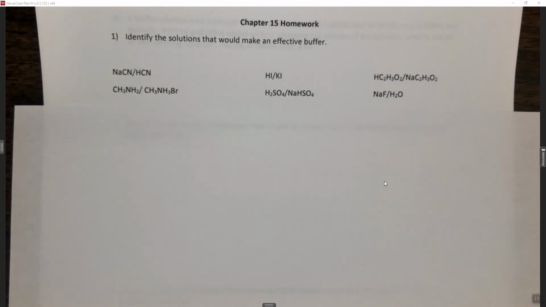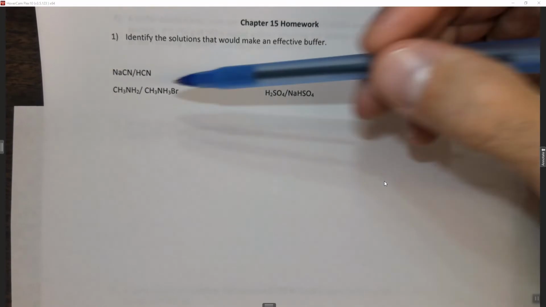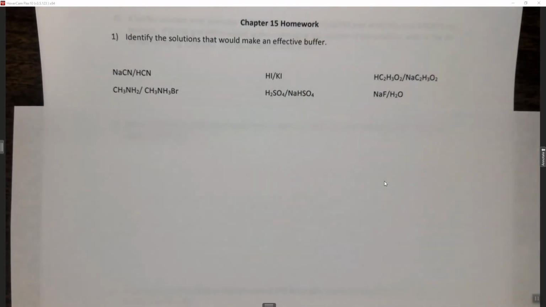It says identify the solutions that would make an effective buffer. So we have NaCN and HCN. Basically, in order to have an effective buffer, what we're going to want to have is a weak acid and its conjugate base, or we want to have a weak base and its conjugate acid.